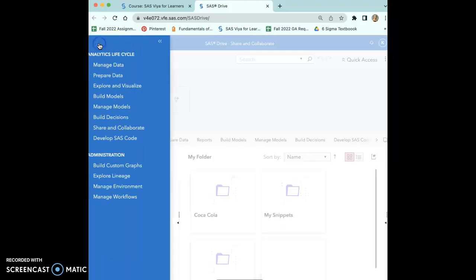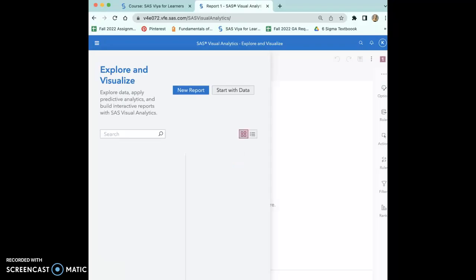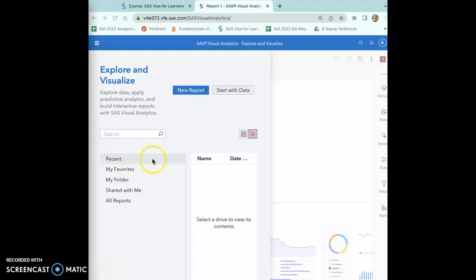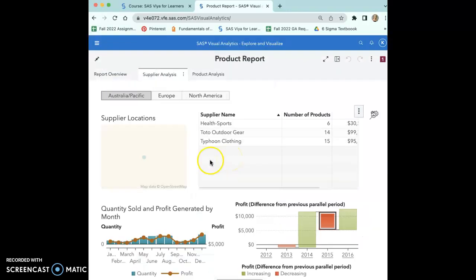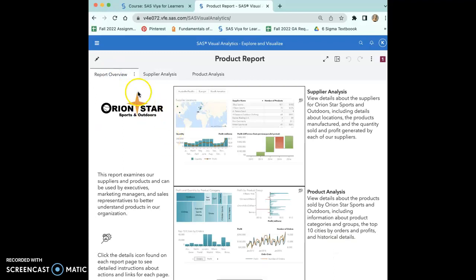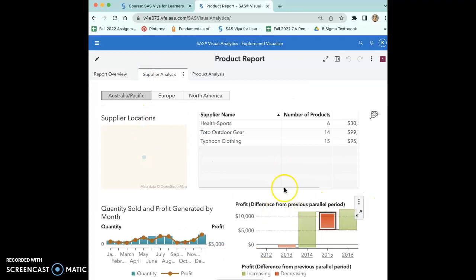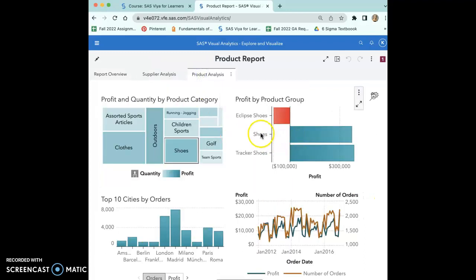So we're going to go up to Explore and Visualize. And then Recent, we're going to go to Product Report. So the report overview shows Orion Sports and Outdoors. This is a little bit about the supplier analysis and then the product analysis, which we can find up here as the supplier analysis, and then product analysis here.